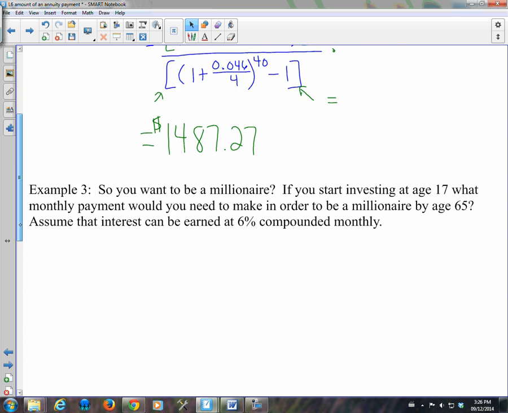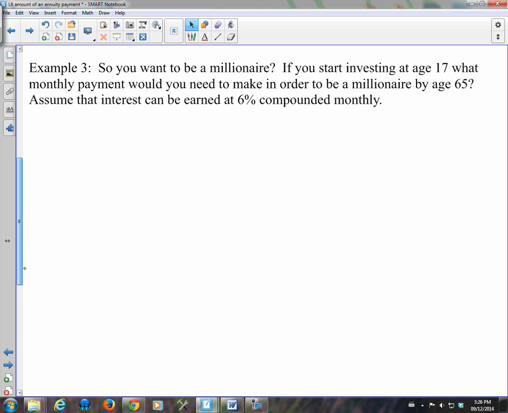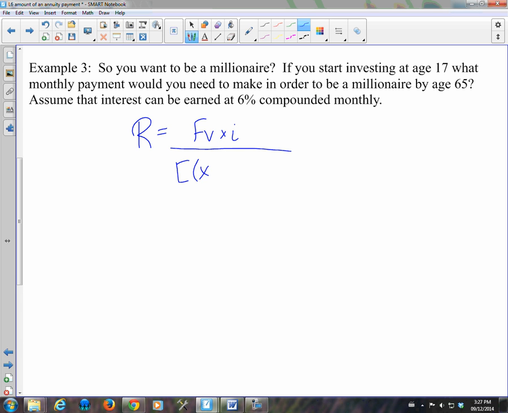All right, last example. So here's another one for you guys. You want to be a millionaire. You're all going to be rich by the time you retire. If you start investing at age 17, what monthly payment would you need to make in order to be a millionaire by age 65? Assume that interest can be earned at 6% compounded monthly. So we have R equals the future value times the interest rate over, whoops, let me fix that. There we go. 1 plus I to the n minus 1.